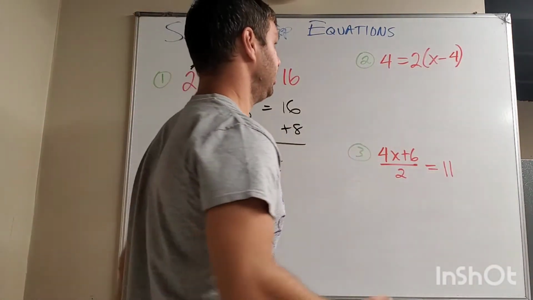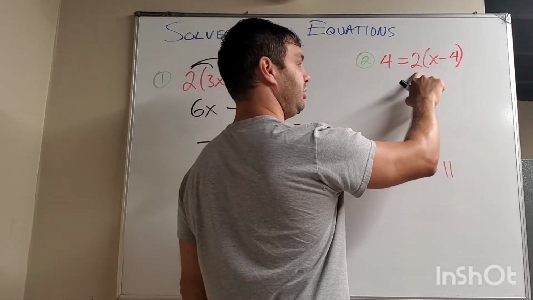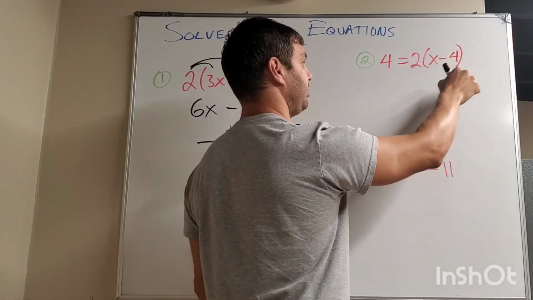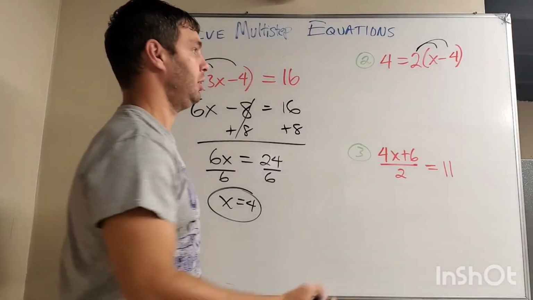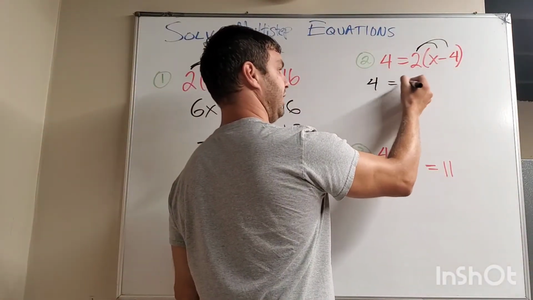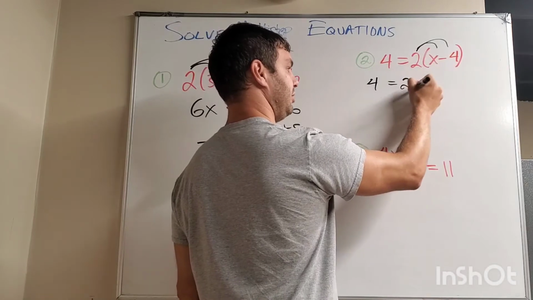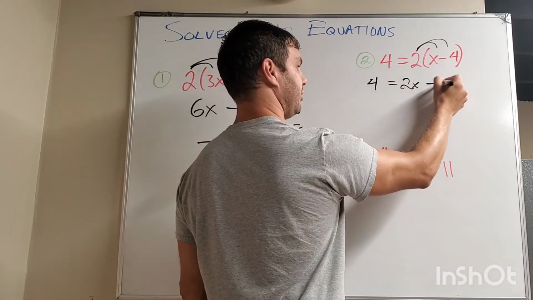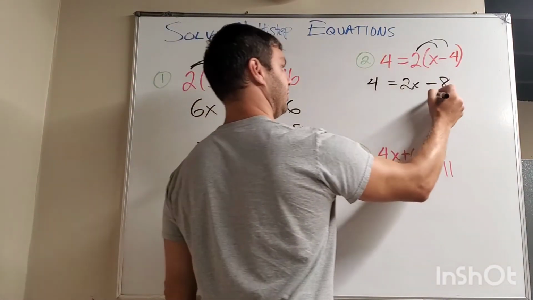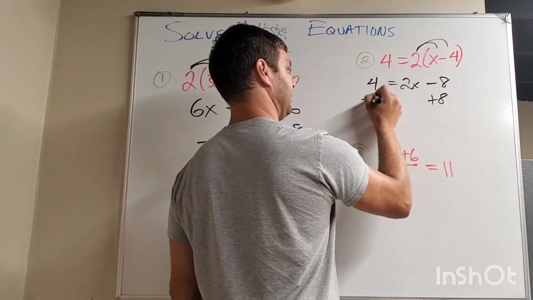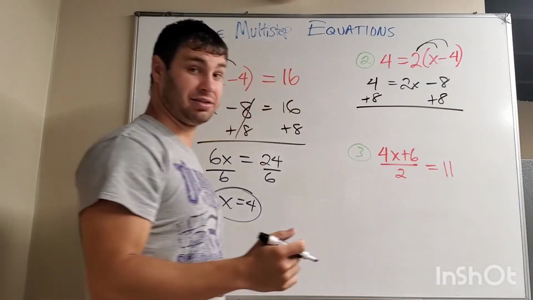All right, what about number 2? Number 2 says 4 equals 2 times the quantity x plus 4. Again, I need to distribute my 2 through. So this will leave me with 4 on the left side, and then 2 times x, 2x. 2 times negative 4 is negative 8 again. And like the last one, I need to move the 8 over by adding it, trying to move things away from my x term.